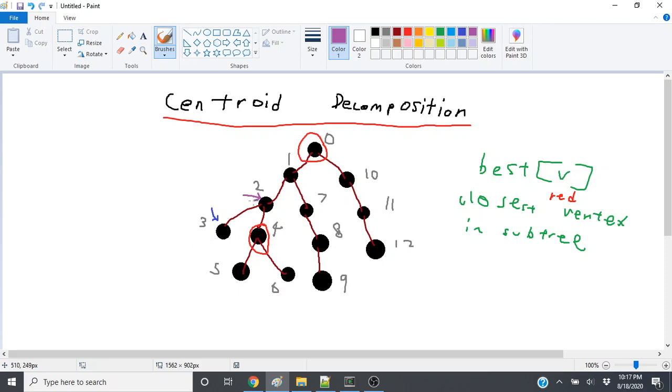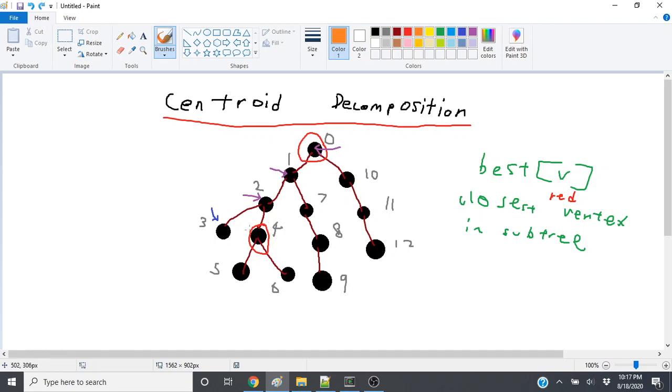So again, these are the possible ancestors of 3. And it has to go through one of these. For example, let's say this was red and none of the other two were red. Then the path would have to go like this. It would go up first to the ancestor and then back down to 3. And similarly, this path goes up to the ancestor with label 2 and then down to 3.